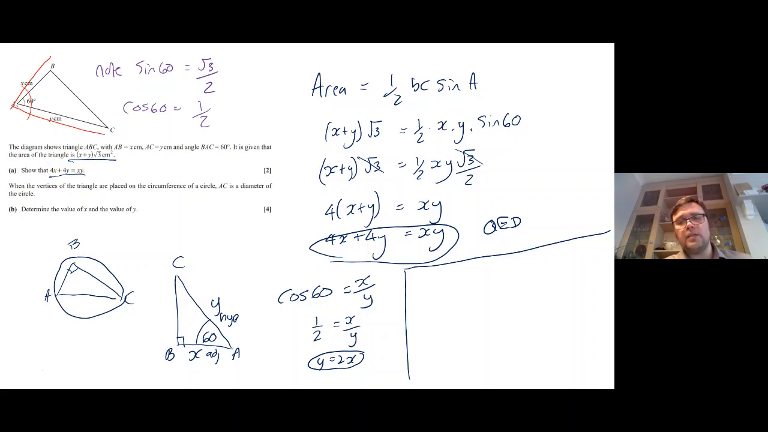You've got y equals 2x, so I would replace y in the original part A function with 2x. 4x plus 4 times 2x equals x times 2x. On this side, we have 4x plus 8x, which is 12x. On the other side, we have 2x squared. If I divide everything by 2x, I would end up with x equal to 6.